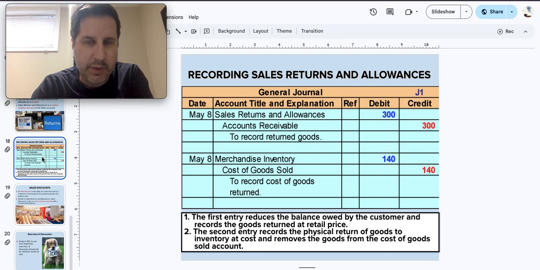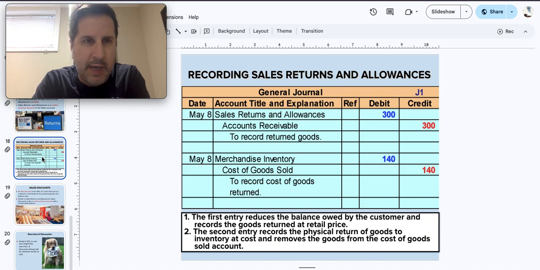Now above, if you look, there's a new account called sales returns and allowances. That account is called a contra revenue account. So it is a plus minus account, but it is a revenue account and it's tied directly to our sales. The reason that we create this account is so that we can track all the sales returns that we have in our business. So instead of just putting it back to sales and accounts receivable, we want to debit sales returns and allowances, and that account will hold only the times when our customers return stuff to our company.